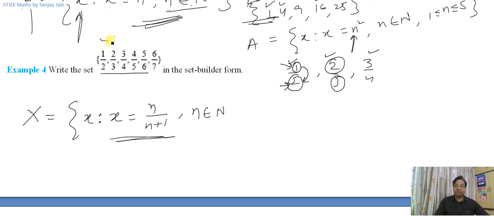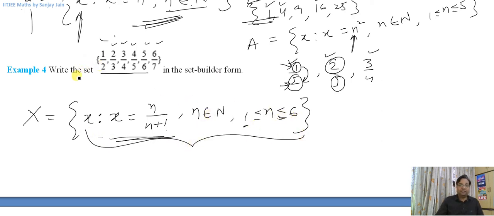Obviously these are natural numbers, 1, 2, 3, 4, 5 and 6. Now up to which natural number do I have to go? So I'll restrict the values of n like this. n is less than or equal to 6 and greater than or equal to 1, because the smallest natural number is obviously 1. So n is greater than or equal to 1 but less than or equal to 6. Now if you look at this, this is your answer.